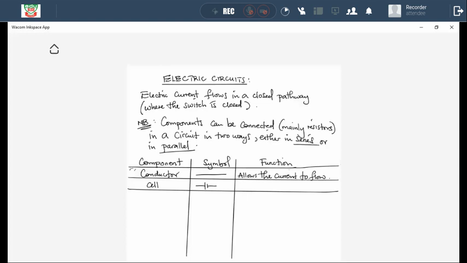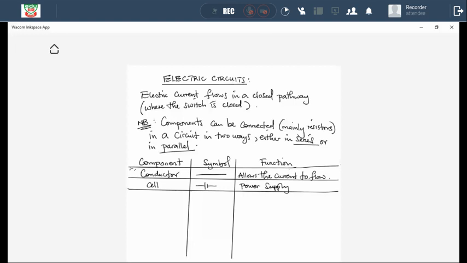So the function of the cell in the electric circuit is the power supply, right? So it is the power supply. It is the one that pushes the charge to flow right around the electric circuit.